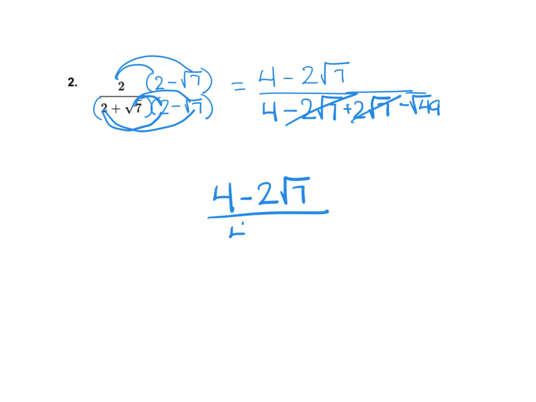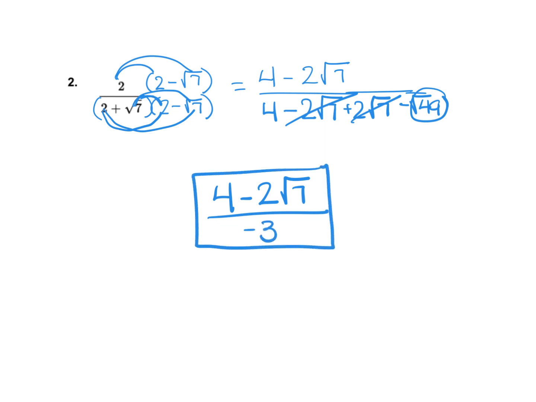And then we're going to have 4, and then let's evaluate this square root of 49, and that's going to give us 7, so minus 7. And then instead of rewriting the whole top part, I'm going to erase that and make this then minus 3. So we have 4 minus 2 times the square root of 7 all over negative 3.